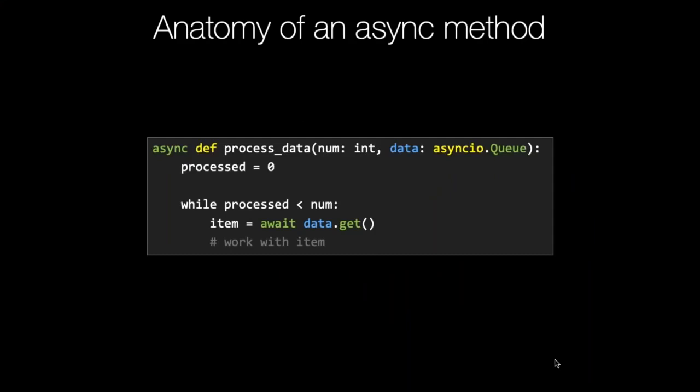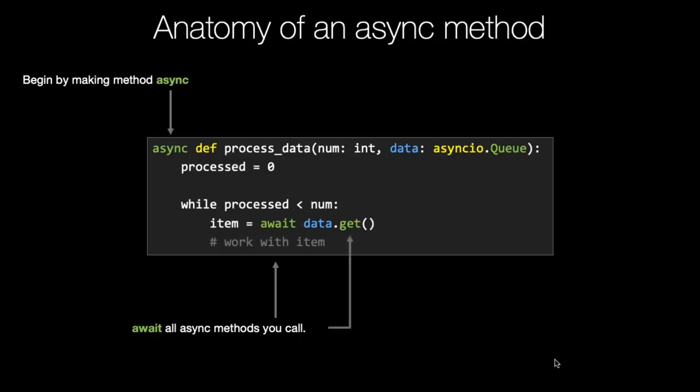So just a quick review. Here's the anatomy of an async method. We have this async definition, and then we await any asynchronous methods that we subsequently call within them. You'll see, not always right away, but generally this is how you want to do it. Here, get is an async method, so we're going to await it to get the return value. Otherwise, what you get back is not the data you thought you were going to get. You will get a coroutine.